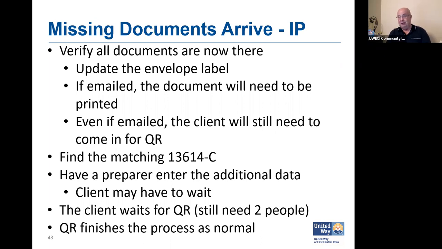It should be pretty quick. 90% of the QR is done. I just added this 1099-R. Did I do it right? And that's all QR really has to verify. So now QR finishes the process as normal. Everything's good. They print out the return, review it with the client, pull out the signature forms, all that stuff. So that QR process then finishes the way we outlined before. But they bring back that W-2, we still need two people. One person puts it in, one person QRs it. Any questions on that?